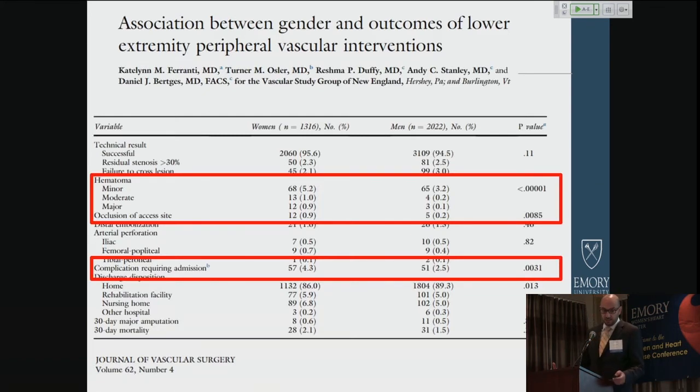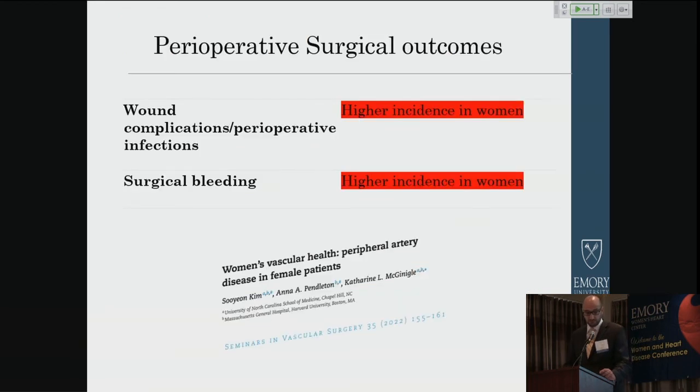Again, looking at this using a VQI or vascular surgery registry. More hematomas requiring surgical intervention, more aneurysms requiring readmissions or observation. Now, on the surgical side, we do have a higher incidence of wound complications, and we do have a higher incidence of surgical bleeding requiring intraoperative and postoperative transfusions.